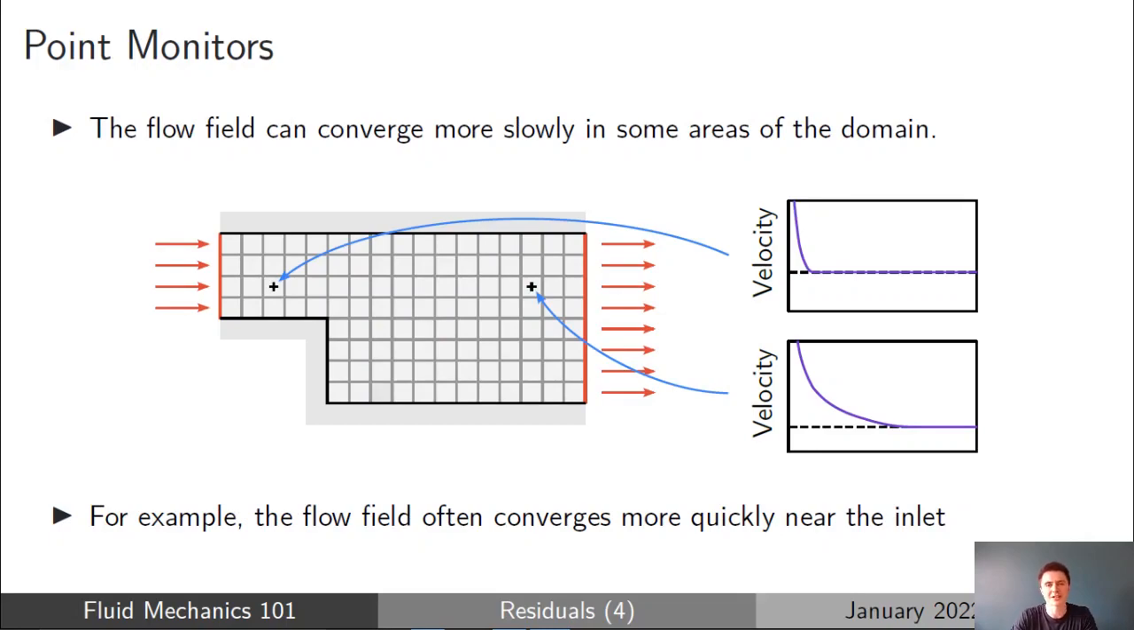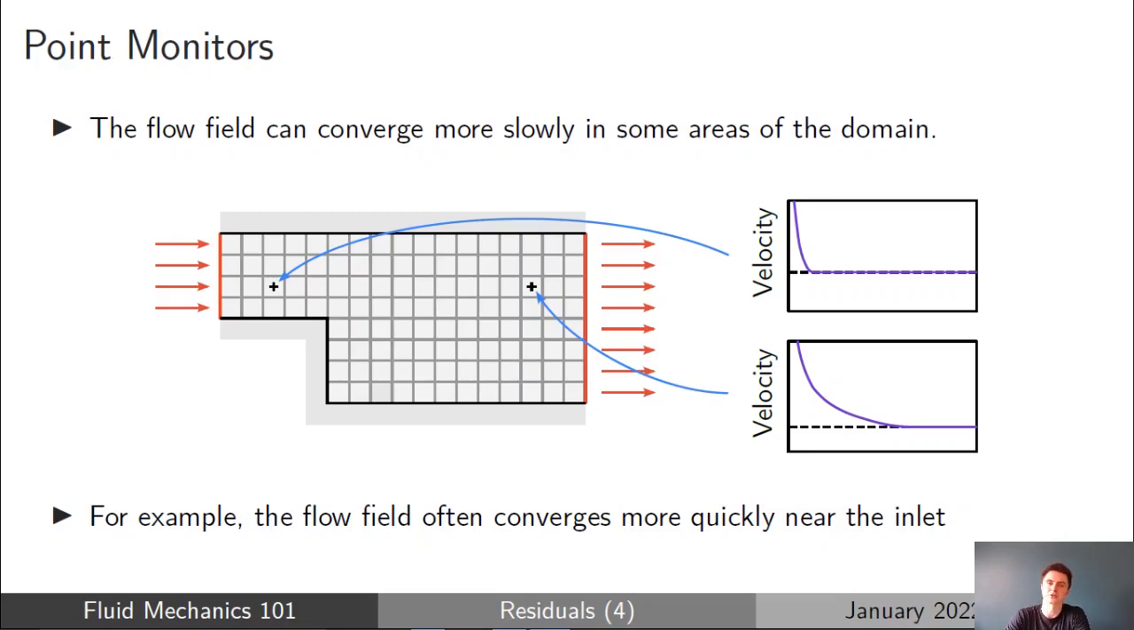An interesting thing which you might notice if you use point monitors a lot is that the flow field often develops a lot more quickly in some areas than others. I've just wanted to show this with a simple diagram for you on the slide here, where if you put a point monitor right next to the inlet of your CFD domain, you'll often find that the velocity there converges very quickly.